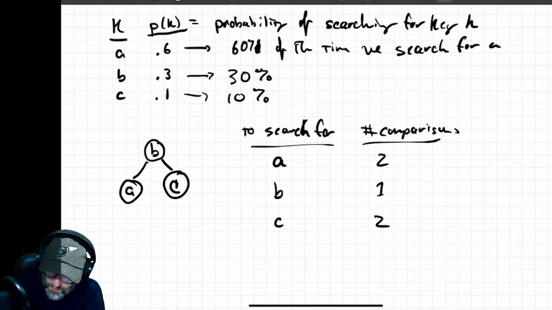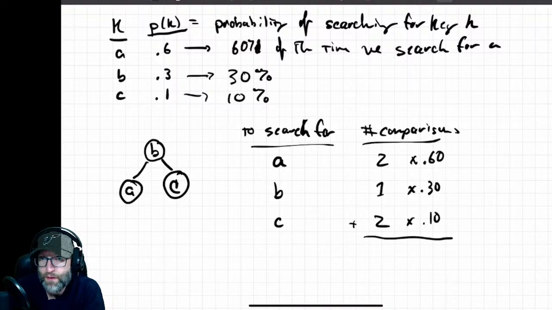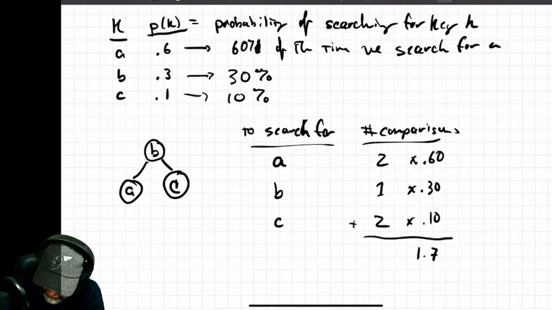But now that we know a probability distribution on this, we can say, well, we're doing this first search 60% of the time. We're doing the second search 30% of the time, and this last search we're only doing 10% of the time. So if I summed all of these up, then I would get the expected number of comparisons to search through this tree for any particular key. And that's going to be 1.7. Yep, there we go.